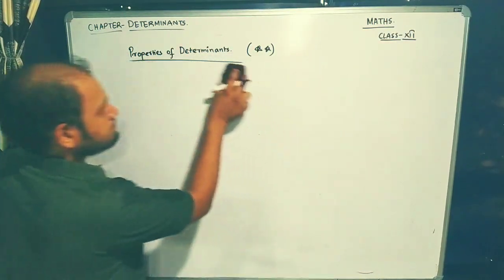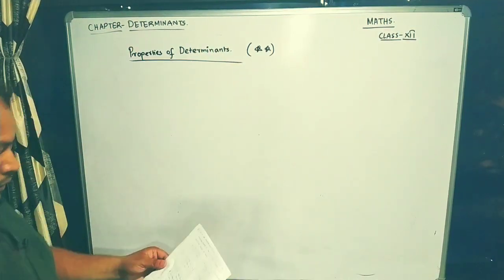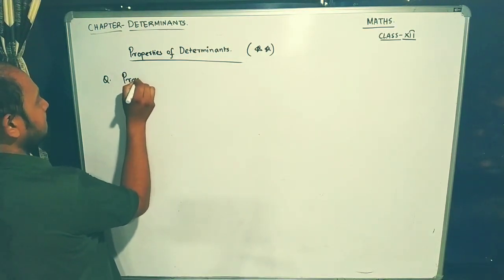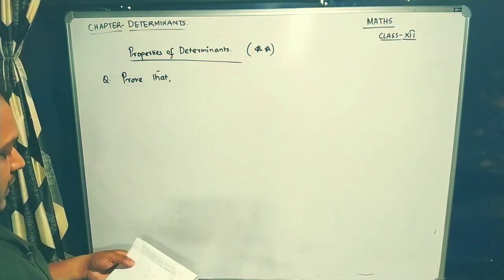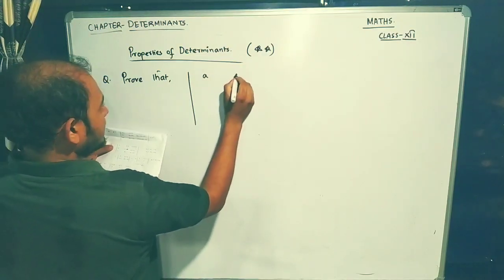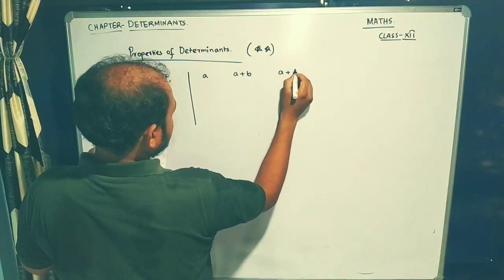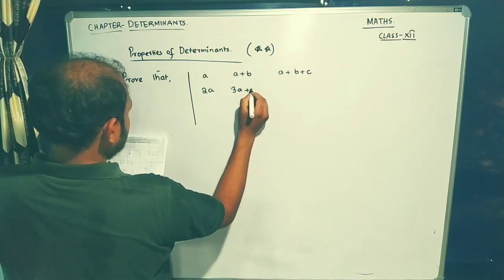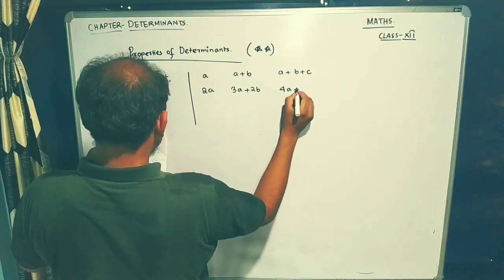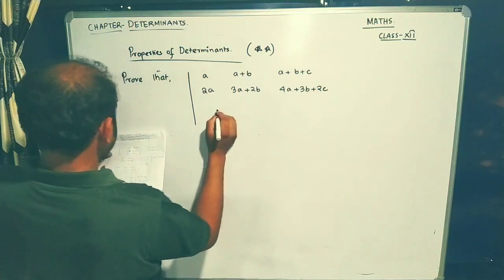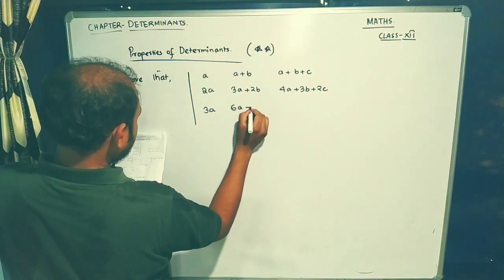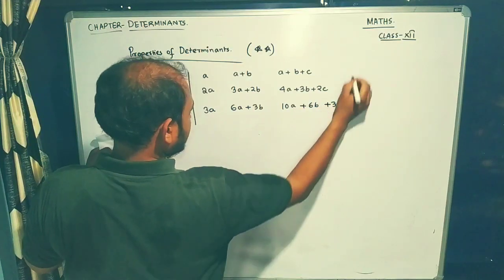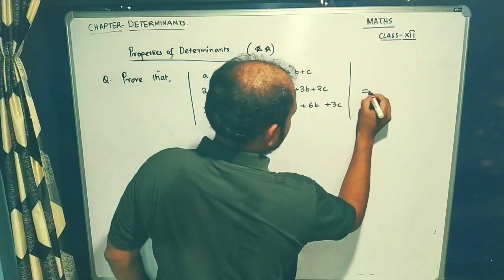Let's write the question. Okay, the question is, prove that this determinant with rows a, a plus b, a plus b plus c; twice a, thrice a plus 2b, 4a plus 3b plus 2c; 3a, 6a plus 3b, 10a plus 6b plus 3c, this whole determinant is equal to a cube. You have to prove that.